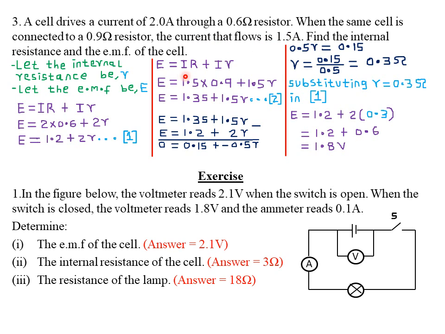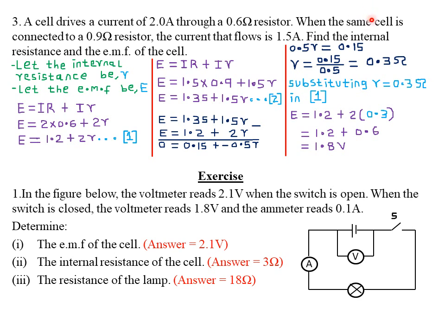So for this case, we don't have the EMF, the current that flows is 1.5 amperes. So I just substitute: the current, 1.5 amperes, multiplied by the external resistance, 0.9 ohm, so times 0.9, plus the total current, 1.5 amperes, times the internal resistance, which is simply R. So E equals 1.5 times 0.9, you'll obtain 1.35, plus 1.5 times R, you'll just obtain 1.5R. So this forms our second equation.